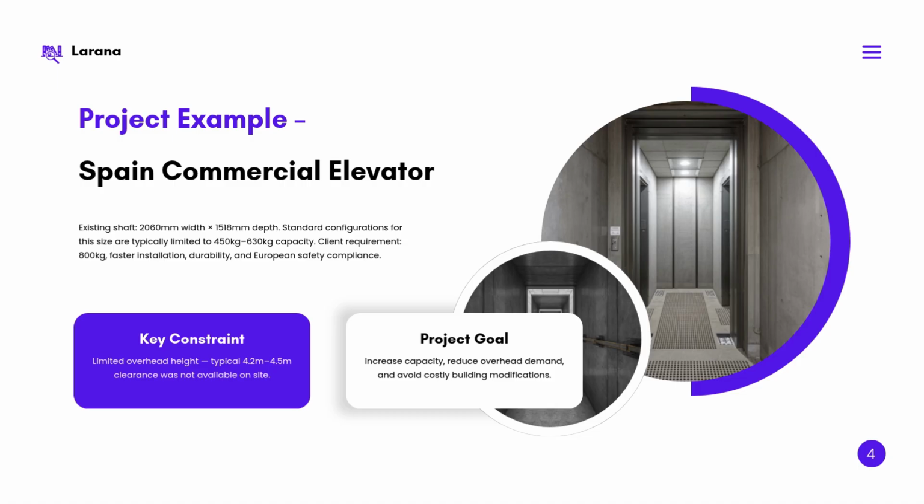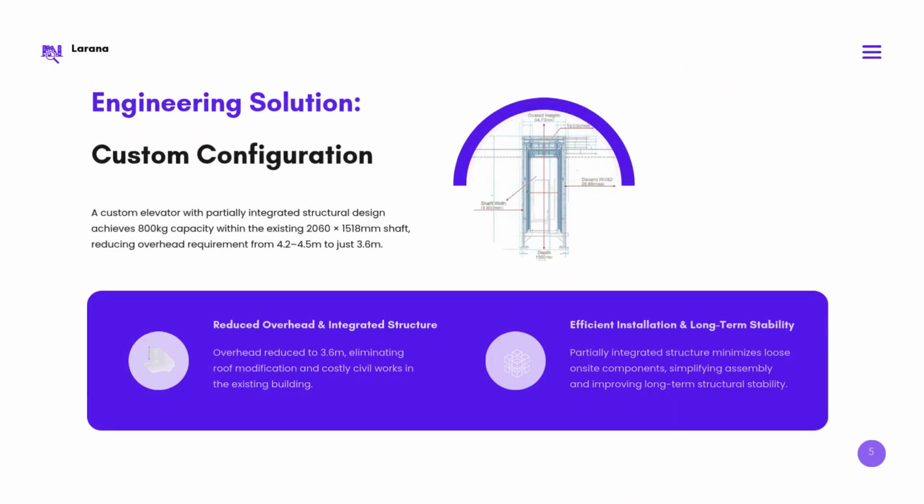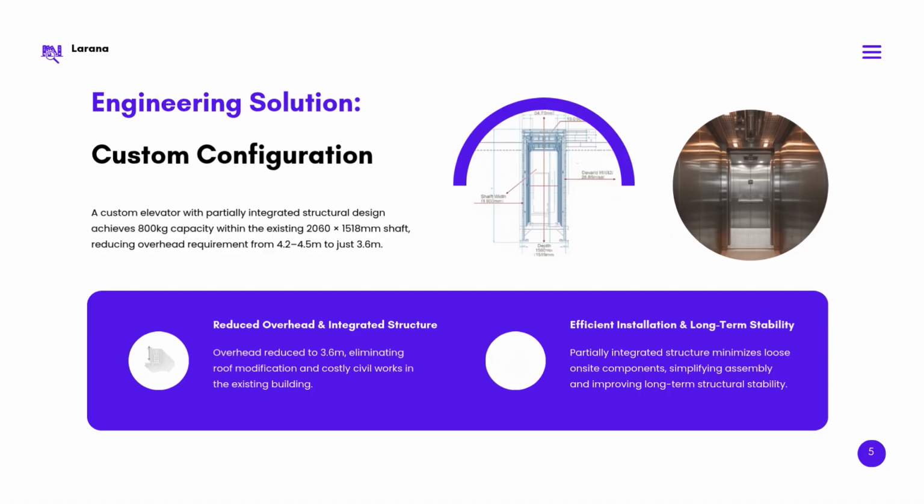There was another major constraint: overhead height. Traditional commercial elevators often require a much greater top clearance. But this building could not easily provide that height without costly structural modification. So the challenge was not simply to install an elevator. The challenge was to increase capacity, reduce overhead demand, and avoid unnecessary building modification.